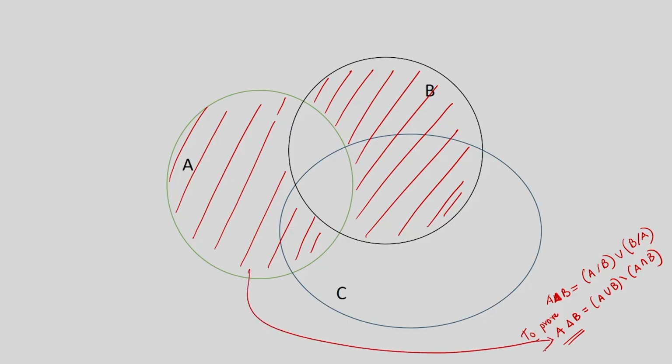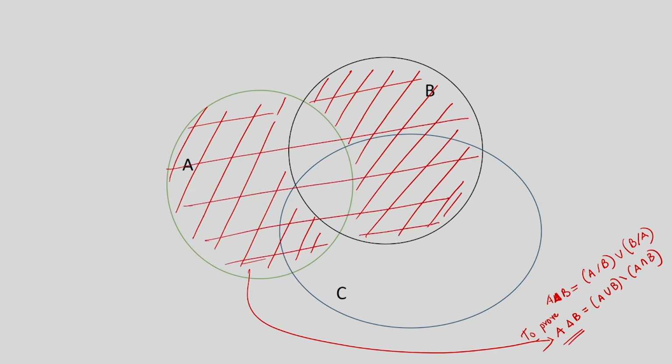Now, if I can show that this is exactly equal to the right hand side, then I am done. Okay. On the right hand side, what do I have? On the right hand side, I have A union B minus A intersection B. Okay. What is A union B? A union B is the whole thing. So, this whole thing is A union B, right, and from this I have to take out this one.